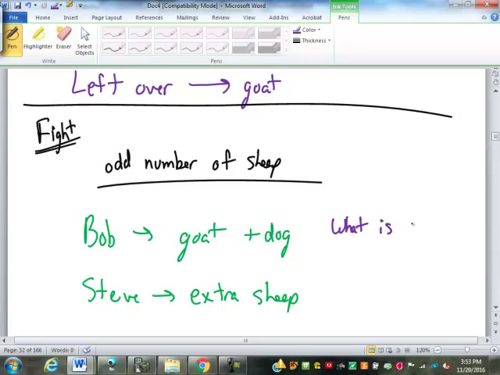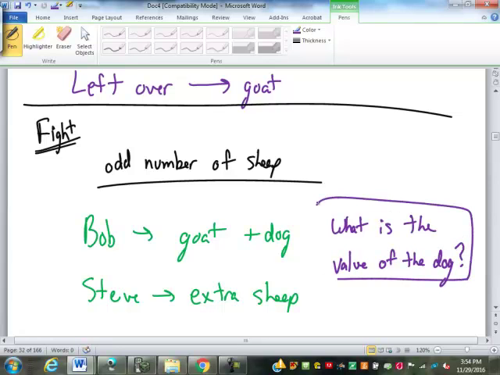So the question is, what is the value that they just put on the dog? So you have to find the value and explain to me why the dog is worth that, why that much value is put on the dog. Obviously, it's the difference between the cost of a goat and the cost of a sheep, and then $10 for a sheep. Not as tough as it looks. Any questions on that one?